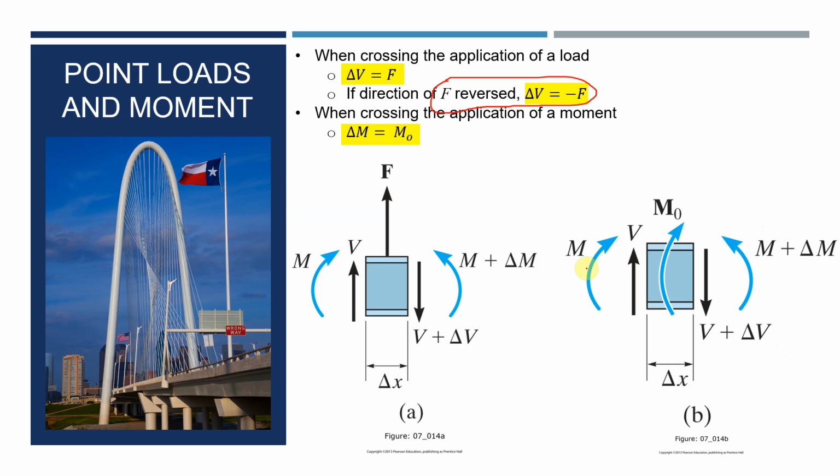We have the moment before, and M plus delta M minus M naught. So the change in moment is M naught.